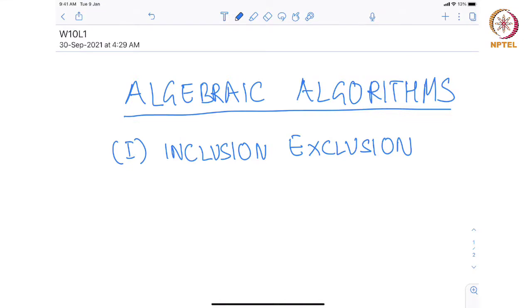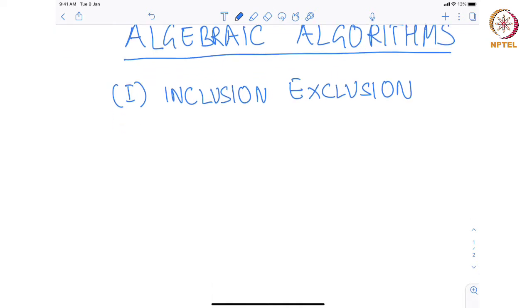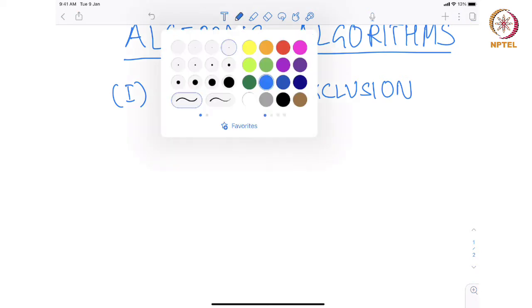So welcome to week 10 of the course. Up until now we have been seeing several new techniques in parameterized algorithms, and in this week we will learn another new technique in parameterized algorithms, called algorithms based on algebraic techniques. And one of the first techniques that I would like to talk about is what is called inclusion-exclusion based algorithms. Okay. So now what is the principle of inclusion-exclusion? Let's try to understand that.